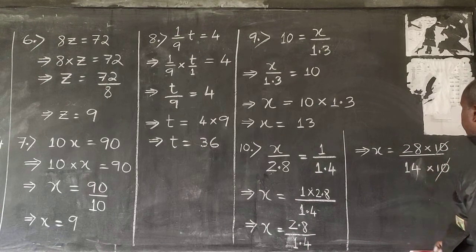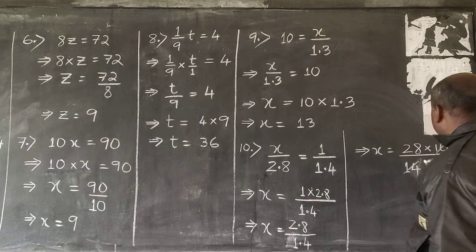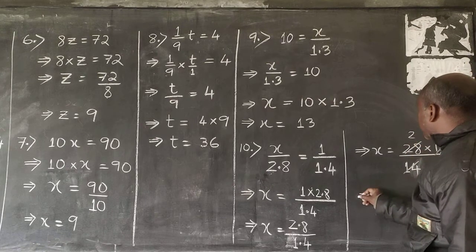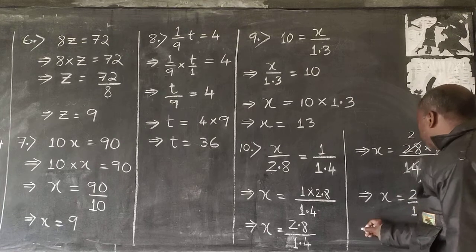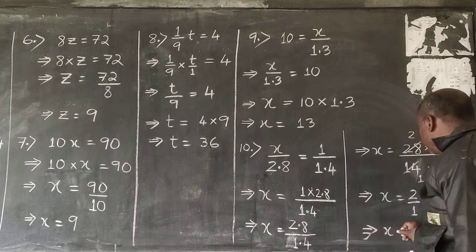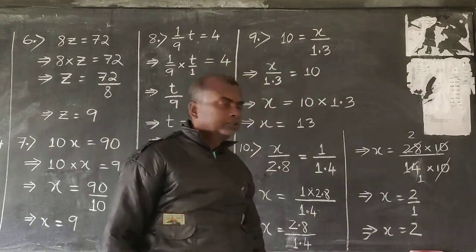So 10 cancels. Also, if you know the table of 14, 14 1s are 14, 14 2s are 28. So what is the x value? The x value is 2 divided by 1, or simply 2.